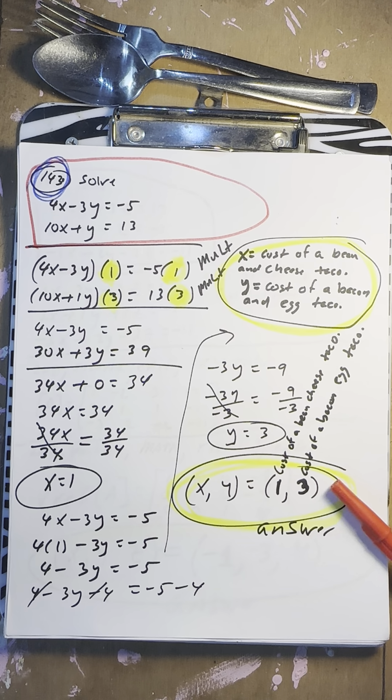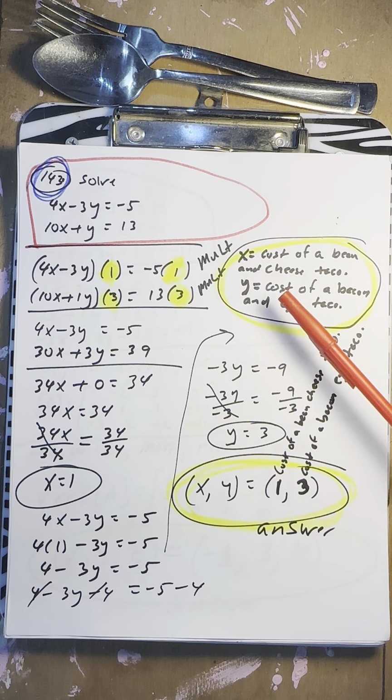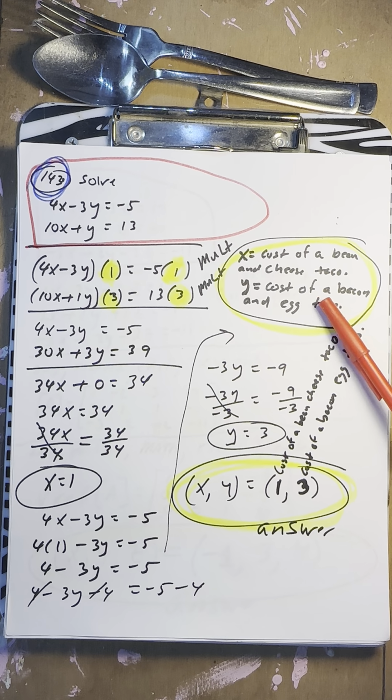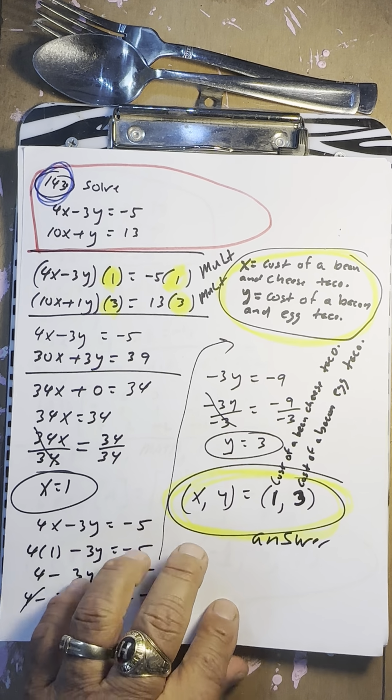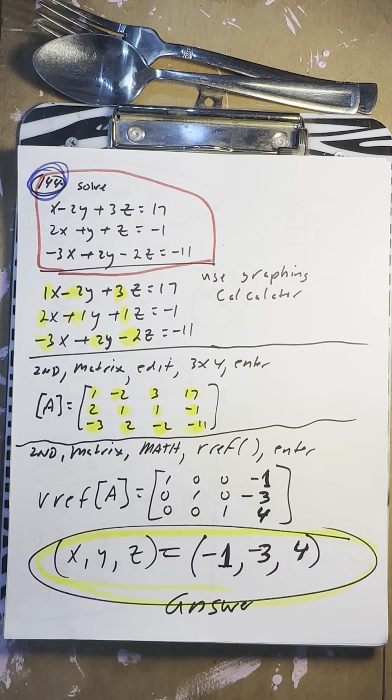What is this? Like, I don't know. X is the cost of a bean and cheese taco, maybe at Marge's. Y is the cost of a bacon and egg taco at Marge's. The one that costs $1 for the bean and cheese and $3 for the bacon and egg taco. How's that? That sound reasonable? I say yes. Oh my God.